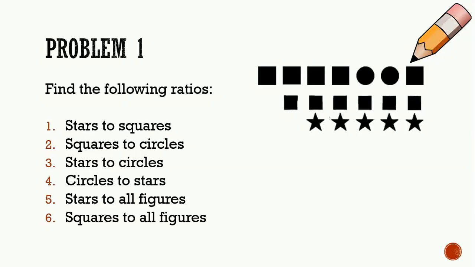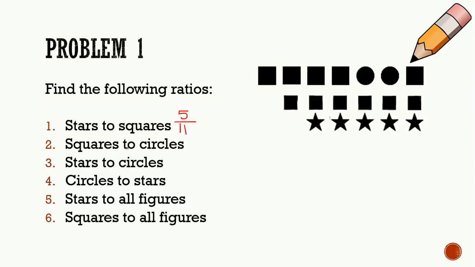Here's the first problem. I need to find the following ratios. I need to find stars to squares. So very first thing, I got to figure out how many stars there are and how many squares there are. So I'm going to count my stars. 1, 2, 3, 4, 5. I have 5 stars. How many squares? 1, 2, 3, 4, 5, 6, 7, 8, 9, 10, 11 squares. So I have 5 over 11. I'm going to leave it like that because it doesn't simplify down.